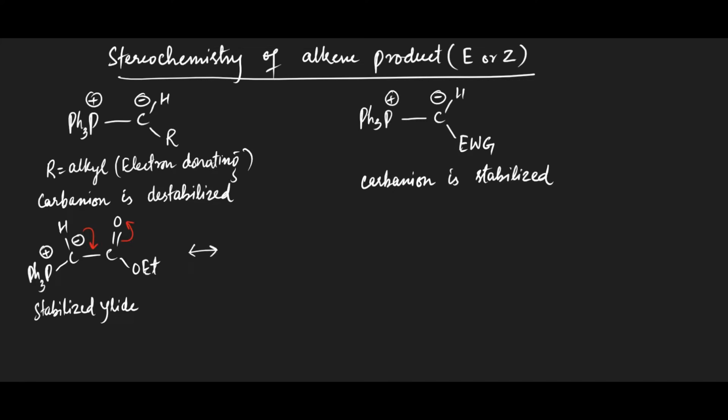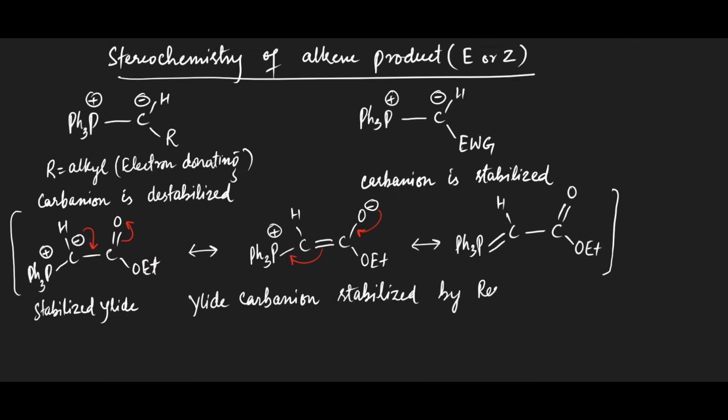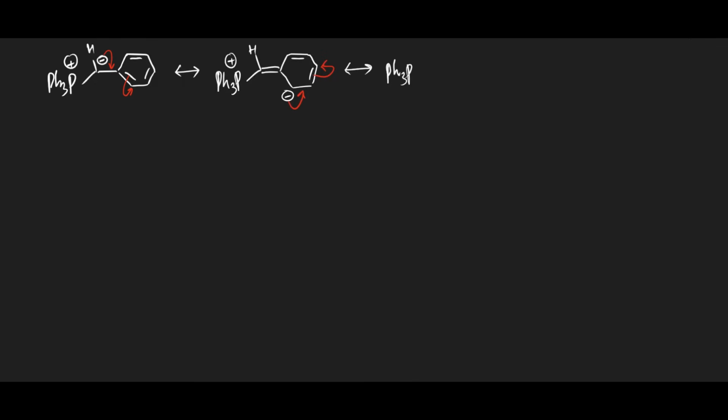For example, consider this Wittig reagent, wherein the carbanion carbon is attached to an ester group. This is a stabilized ylide, because the carbanion is stabilized by conjugation of negative charge into the ester group. Thus, additional resonating structures can be written for such ylides. Similarly, if the Wittig reagent is directly attached to a phenyl ring, the negative charge can be resonated into the phenyl ring, so that additional resonating structures can be written for such ylides, hence stabilizing the carbanion.